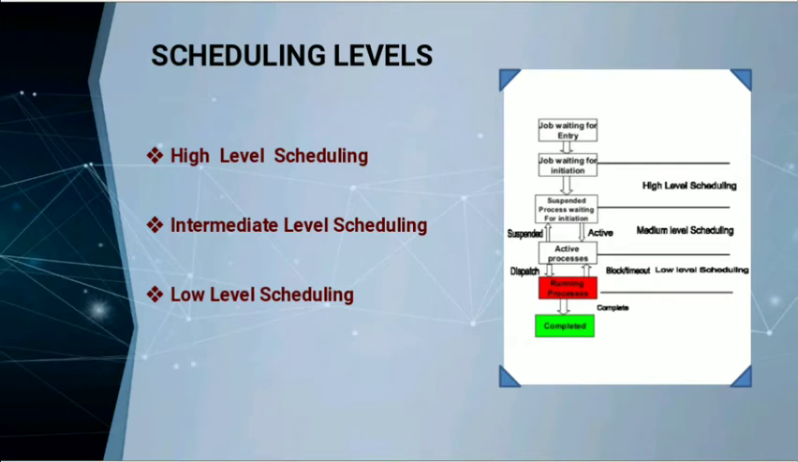Scheduling is done in three levels. First is high level scheduling, which does job initialization. Next is intermediate level scheduling, which involves activating and suspending. Low level scheduling, which involves dispatching process.